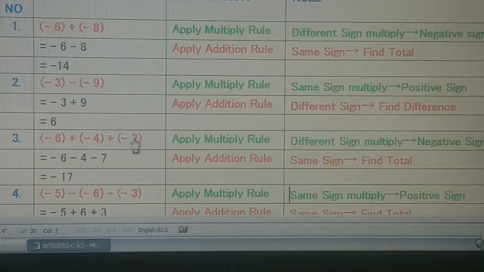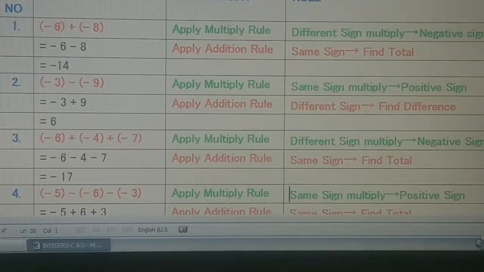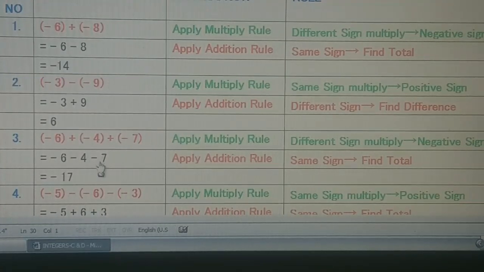Similarly, between 4 and 7, we have to choose one of the signs. So between plus and minus, which sign will we choose? We'll choose the minus sign, because different sign multiplication, the answer is a negative sign. So between 4 and 7, we have to choose the minus sign.